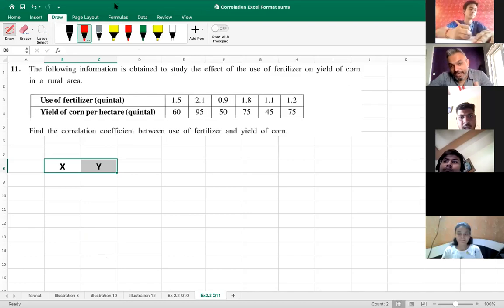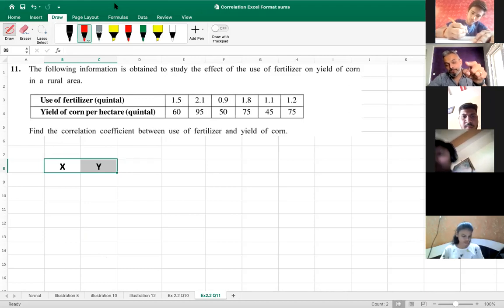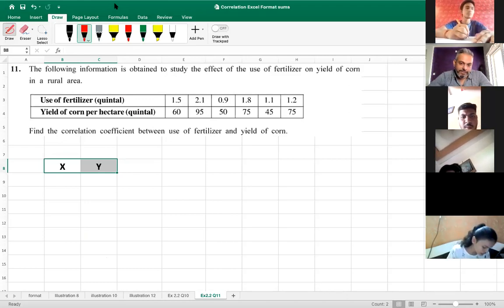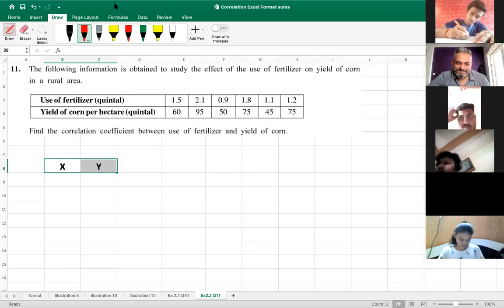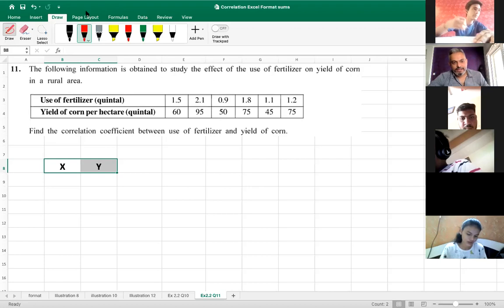It is 100 kg. Please write it down. It will come in the index number chapter. Quintal is 100 kg. It will come in index number at that time. Again, I will ask. Got it? Quintal is 100 kg for your knowledge as of now.